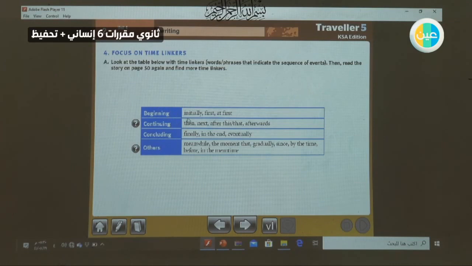Okay, let's go for the beginning, like initially. It could be, by the way, words or phrases. Initially, first, or at first. Continuing, we can use then, next, after this, that, afterwards. Conclusion: finally, in the end. In the end is a phrase. It means more than one word.